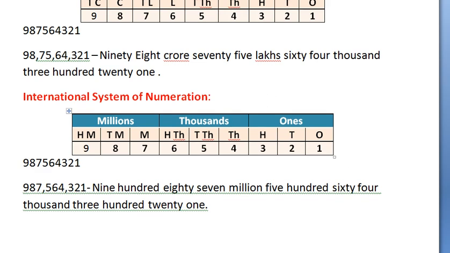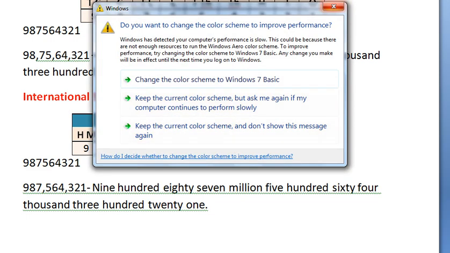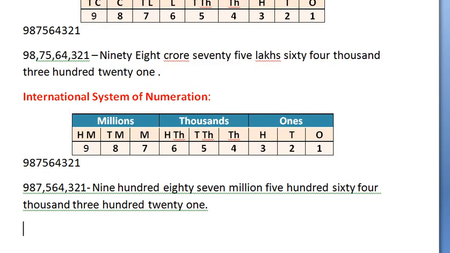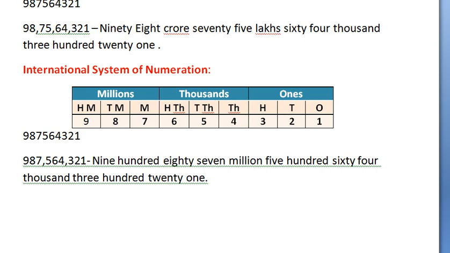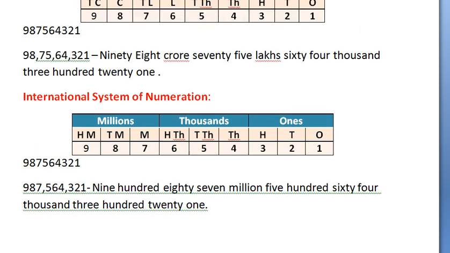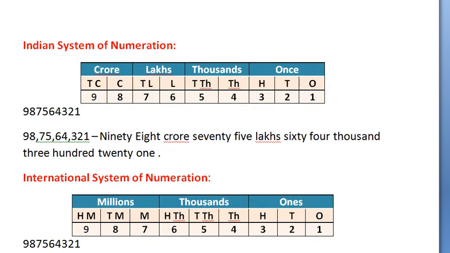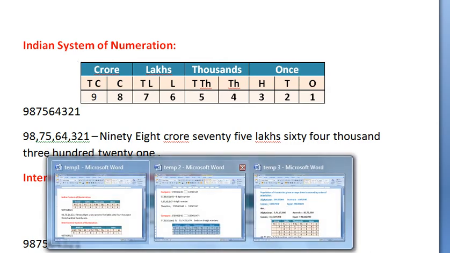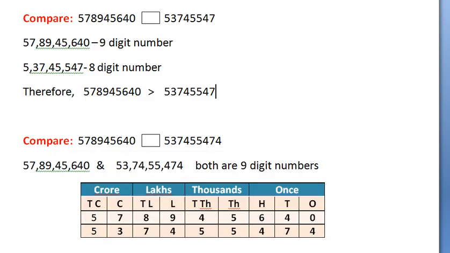So, if I want to write the same number, 987564321, as per the international system of numeration, I am going to place the comma after every 3 digits. So the same number in the international system of numeration will be read as 987,564,321. Now, as we are in India, we are using the Indian system of numeration and this same place value chart for comparing the numbers. So let us see how to compare the numbers.